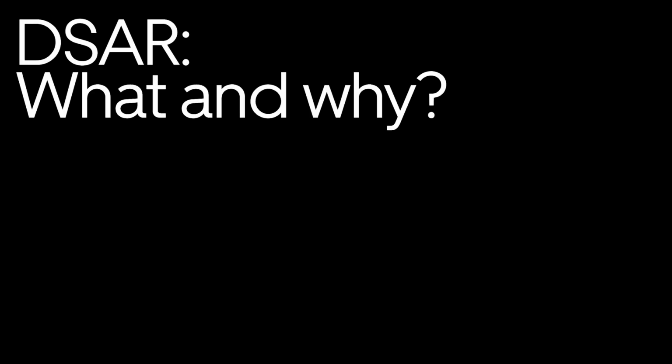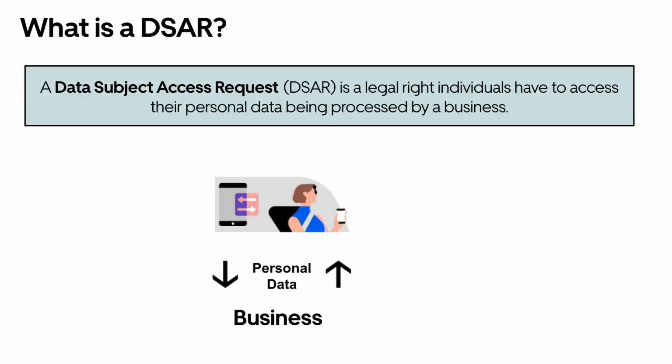So what exactly is a data subject access request and why should you care about it? Well, a data subject access request, and from now on I'm going to refer to them by their common name, DSAR, is a legal right by which individuals can access their personal data that's being processed by a business. So for example, a user can approach Uber and request data like their trip information or their order details. They'd reach out to us, and then at the end of that process, they'd receive a compressed file with the requested data.